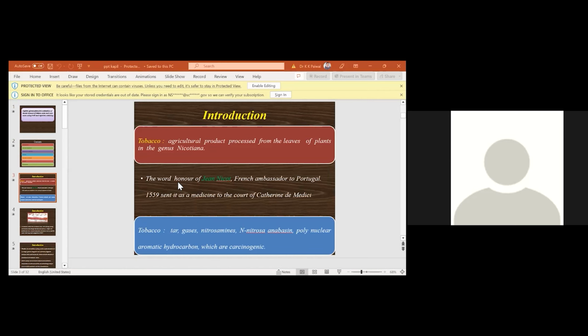Starting with the introduction, like all of us know that tobacco is an agriculture.